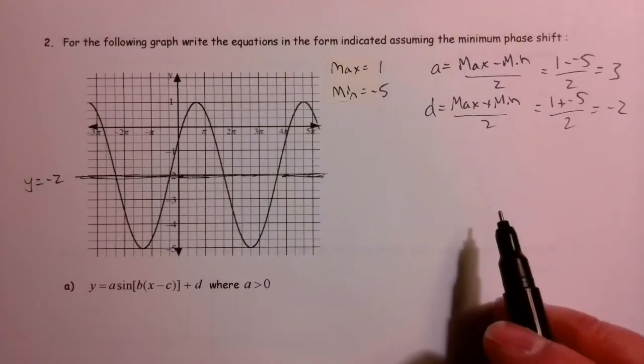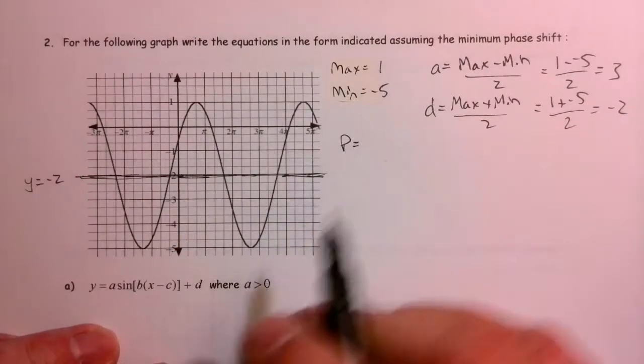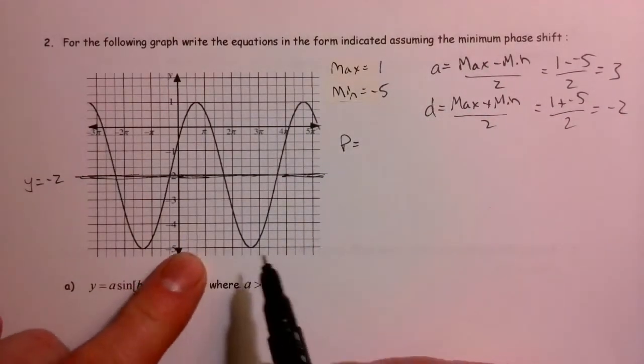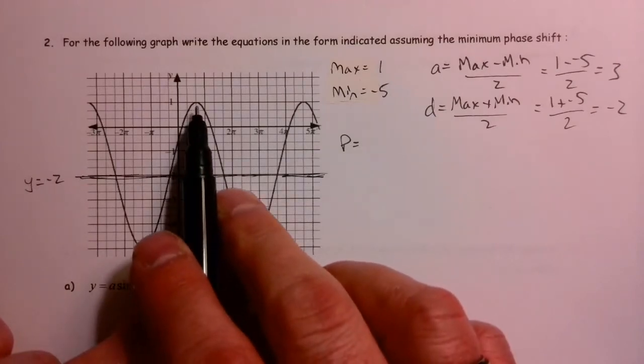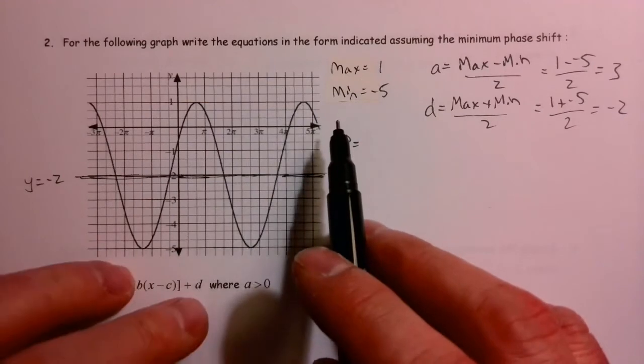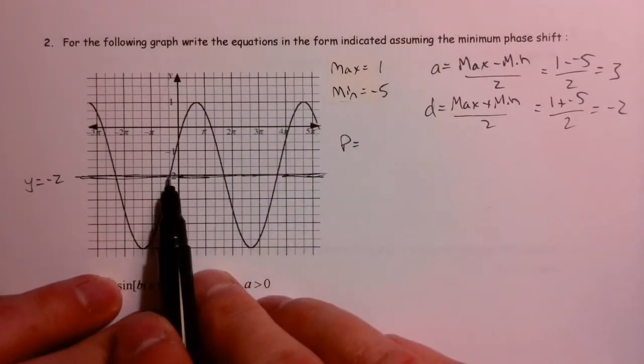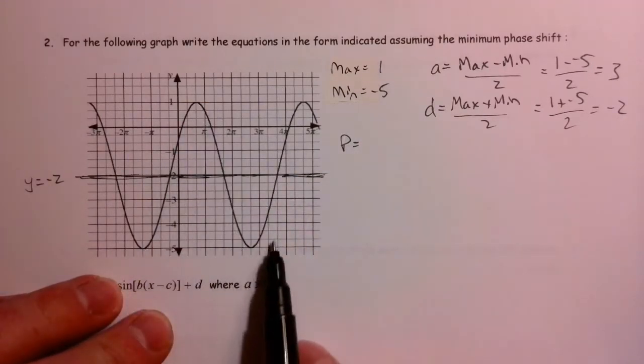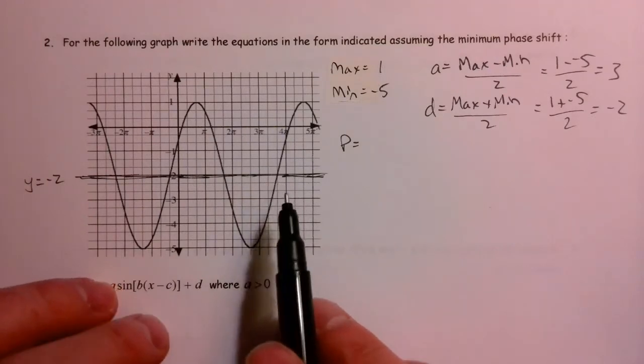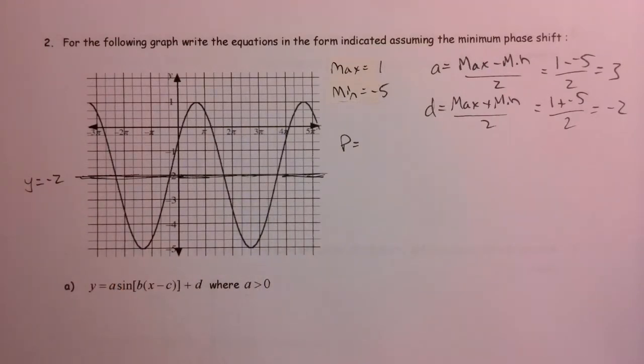The next thing I'm going to do is come up with the period. I'm just going to read this off the graph as best I can. Notice that I'm going to read the period from peak to peak. I could do this a few different ways. I could do it from the middle portion here to the middle portion right there, as long as I take into account a full period.